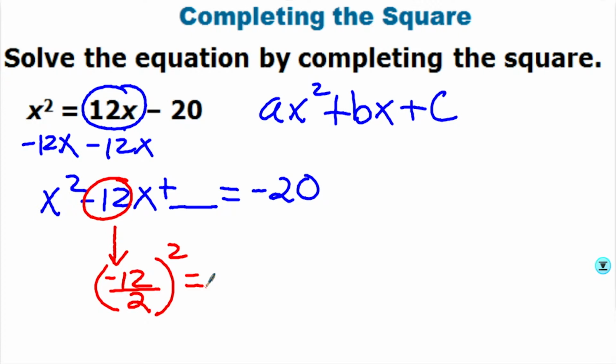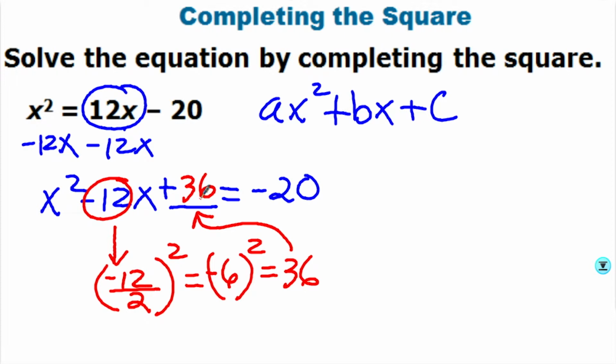Well, if we take negative 12 and divide it by 2, that gives us a negative 6. We square that. And remember, whenever I square a negative number, it becomes positive. So a negative 6 squared is going to give me a positive 36. So I'm going to add that back in here. But remember, I also have to observe the rules of an equation. Whatever I add to one side of an equation, I must add to the other side. So I must also add this to the other side of the equation.